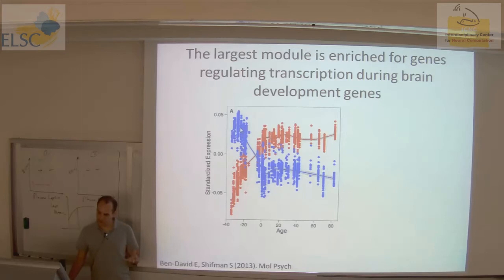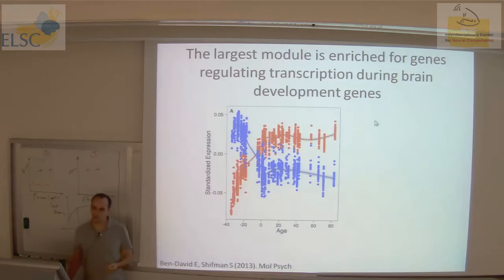Most of the genes, you can divide them into genes that are expressed before birth or genes that are expressed after birth. So you have this kind of distinction between the two groups of genes. There are genes that are expressed quite stably, but they are not included here. But it was amazing to see that you have a very, very sharp division between genes which are expressed before birth and genes which are expressed after birth.